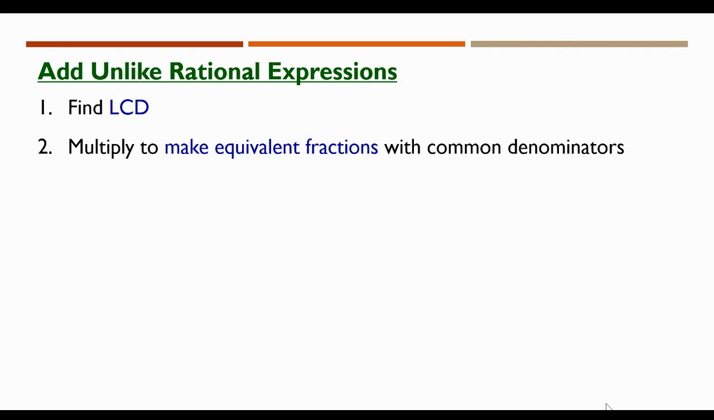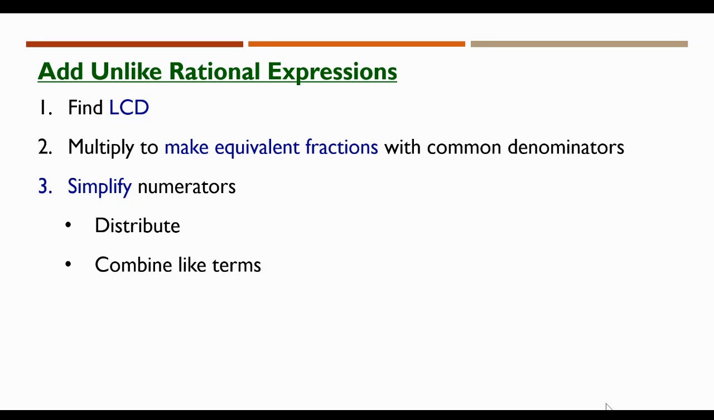Okay, if you are going to add fractions that do not have the same denominator, here is the process. First, you need to figure out what that denominator, that least common denominator, should be. Then you need to make sure you multiply the fractions top and bottom so that they get that common denominator on there. Simplify your numerators.